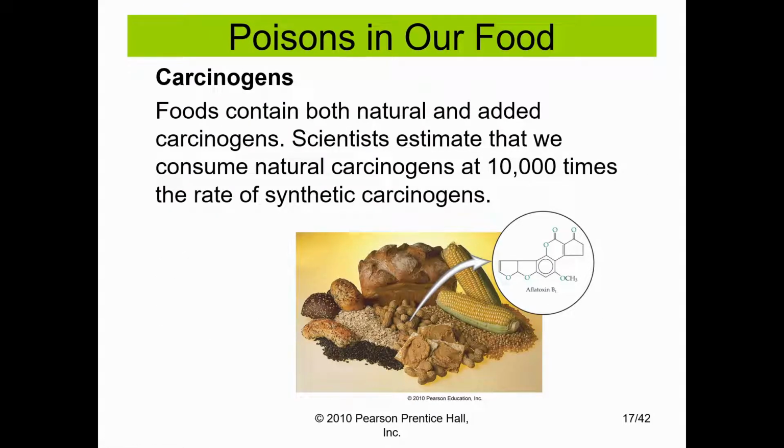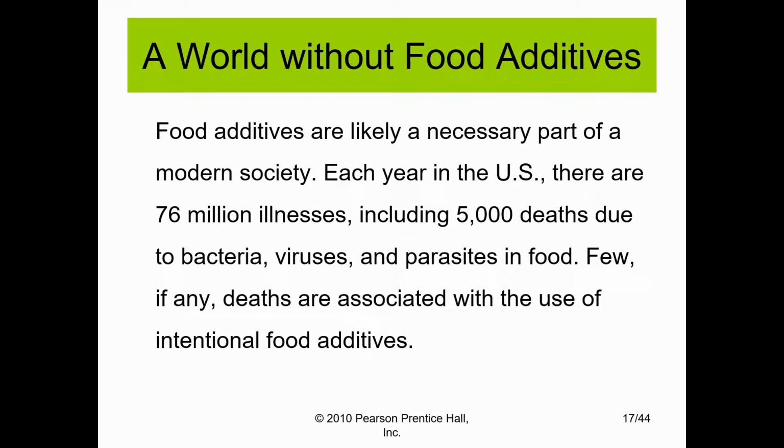Carcinogens exist in natural food as well as additives. There are carcinogens all around us, in the environment and in our foods. Some scientists estimate that we consume natural carcinogens at a rate 10,000 times more than the rate of synthetic carcinogens. Of the 5,000 deaths per year that are related to bacteria, viruses, and other parasites in food, very few of these are associated with the intentional use of food additives.